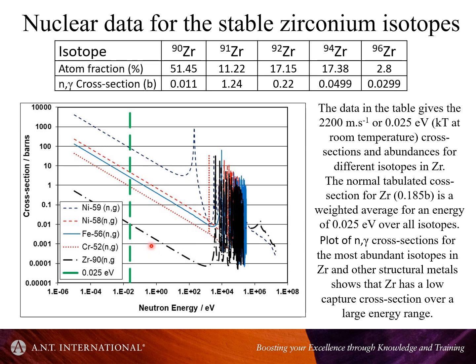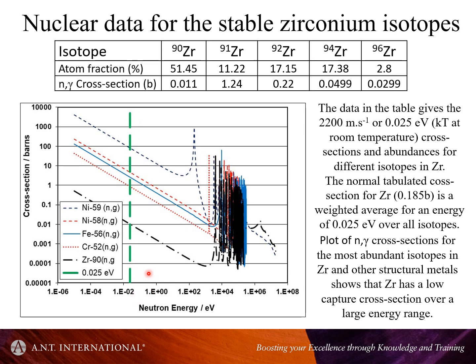Now, in the table from TRECOR, I quoted a value of 0.0185 barns. Oh, I should mention this cross-section is the value essentially at room temperature, which is this dotted line here. So at this dotted line here, we have the cross sections, and we can compare different elements.